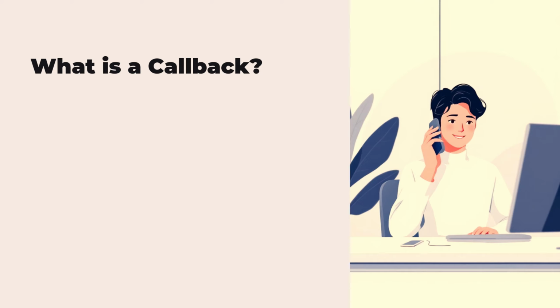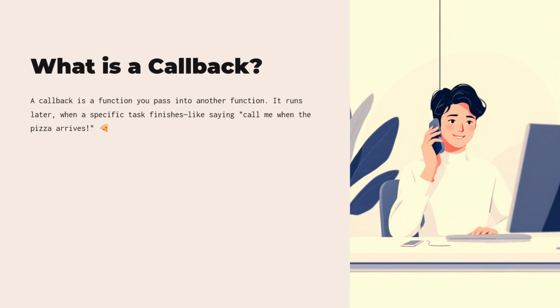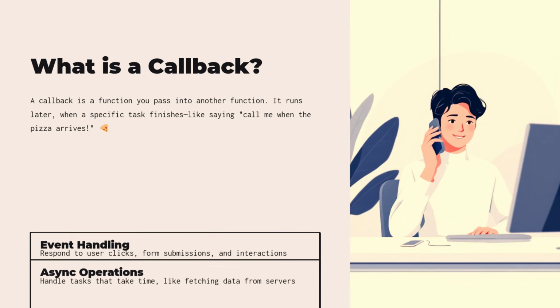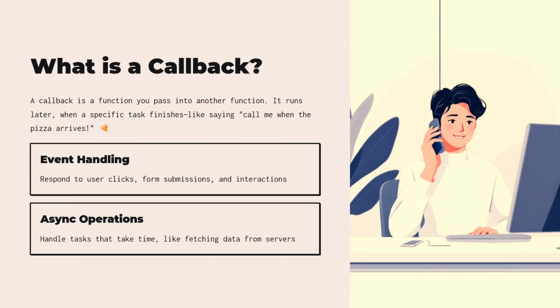Next is callback. Now what's a callback? A callback is simply saying, hey, when this is done, call this function. Example, you tell your friend, call me when the pizza arrives. You don't stand at the door waiting. When the pizza arrives, your friend calls you. That's a callback. It runs after something finishes.